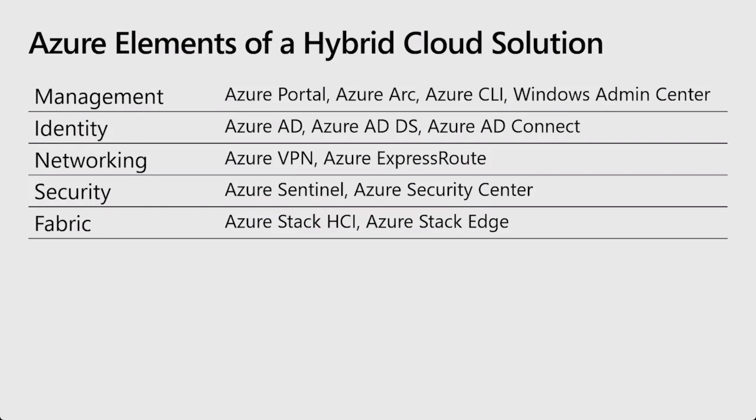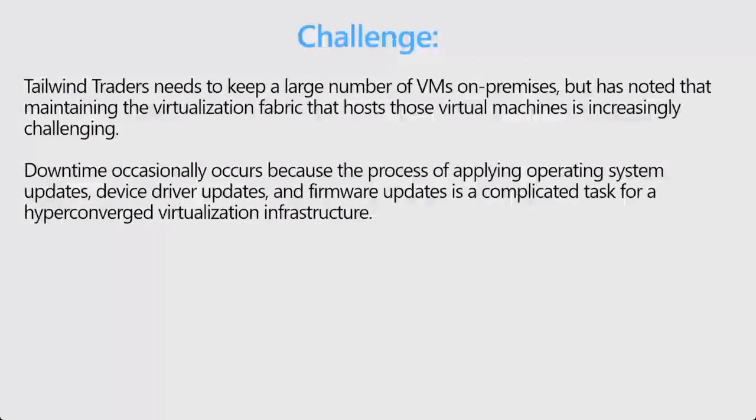So let's come back to a challenge for Tailwind Traders. Tailwind Traders needs to keep a large number of VMs on-prem, but has noticed that maintaining the virtualization fabric that hosts those virtual machines is increasingly challenging. Downtime occasionally occurs because the process of applying operating system updates, device driver updates, and firmware updates is a complicated task for hyper-converged virtualization infrastructure. Okay, so how do they solve that?